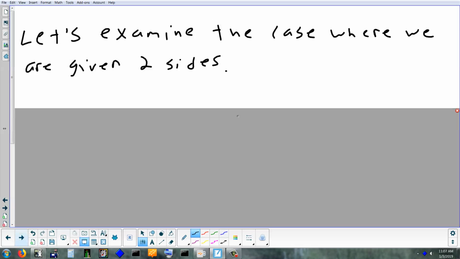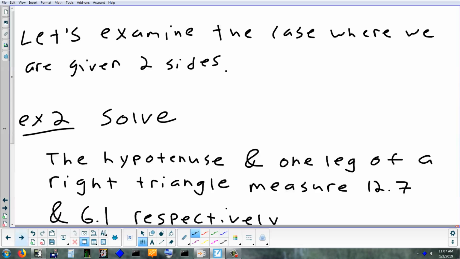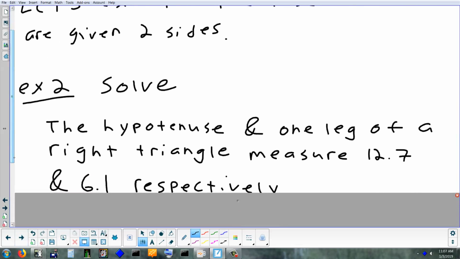Okay, let's look at this one. So this time they're giving us the hypotenuse and one of the other legs. They're not giving us any angles. So this will be a little different.